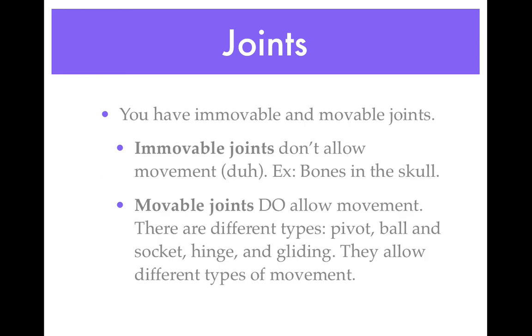There are two main types of joints: immovable joints and movable joints. Immovable joints don't allow for movement. Duh. A good example of immovable joints would be the bones in your skull, which hopefully don't move around. Movable joints, on the other hand, do allow for movement, and they're what you think of when you think of joints. There are several different types of movable joints, which allow for different types of movement. These types include pivot joints, ball and socket joints, hinge joints, and gliding joints.